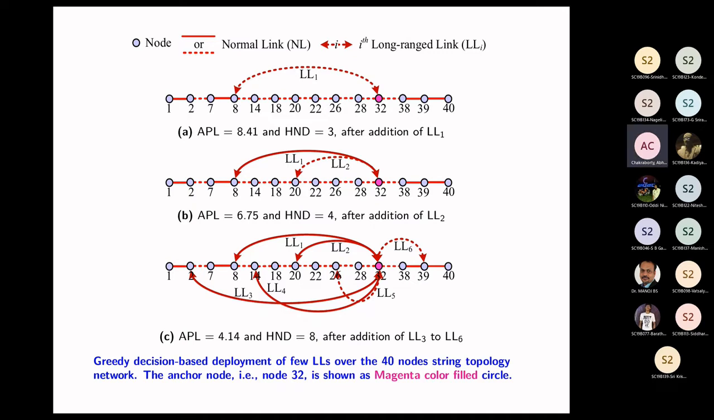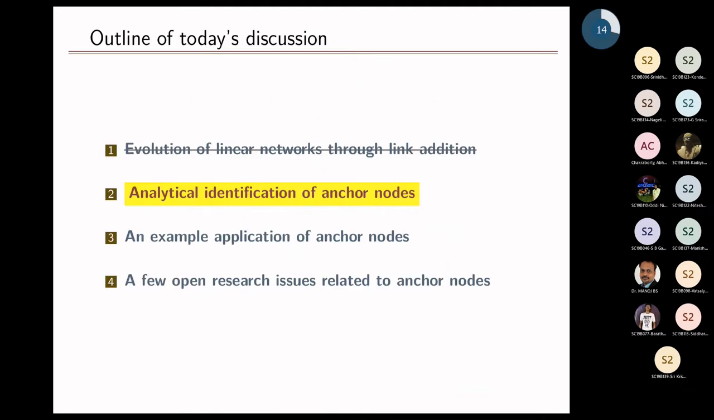So here we are trying to see why the first long link is always connected between 0.2 and 0.8 n. So that first link is always, as we have seen, a very clear identification of the nodes in any large network. So from here we are shifting to the analytical derivation of that anchor node.